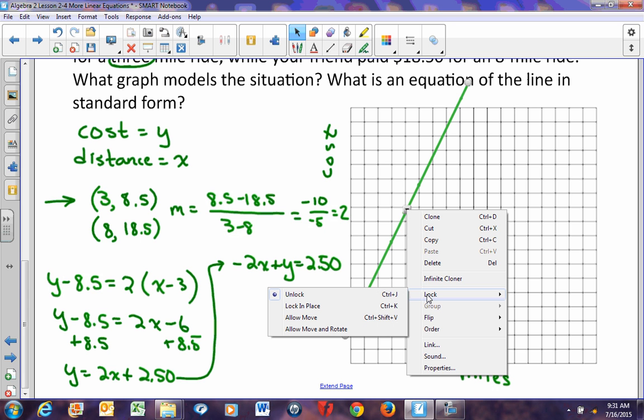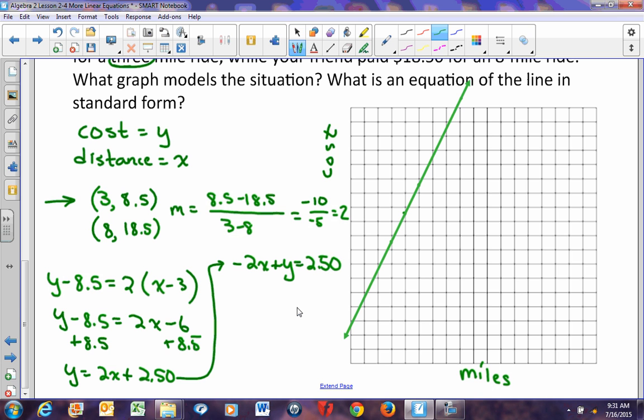Pop that in place, and I can label it. And this is the graph of. Kind of doesn't matter which way I label it. I can label it in the standard form, like this right here. I can label it in the slope-intercept form. I'm going to label it in the standard form. The 2x minus y is negative 2.5. And notice I changed it to the first term of the following.